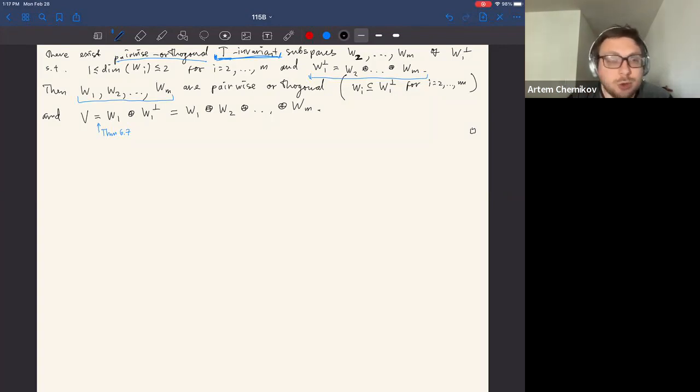Okay, so this proves the theorem. So far it's telling us that the whole space can be decomposed into a direct sum of invariant subspaces of dimensions 1 or 2.